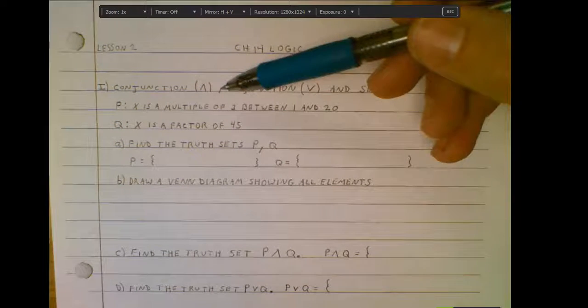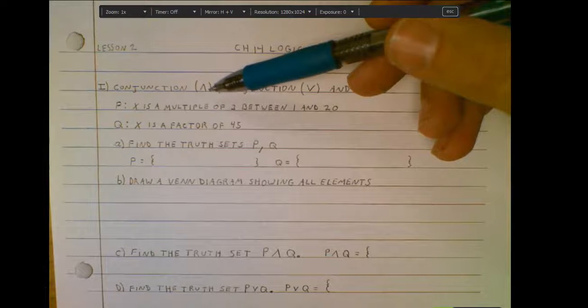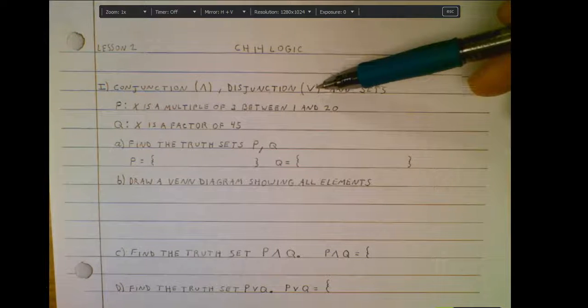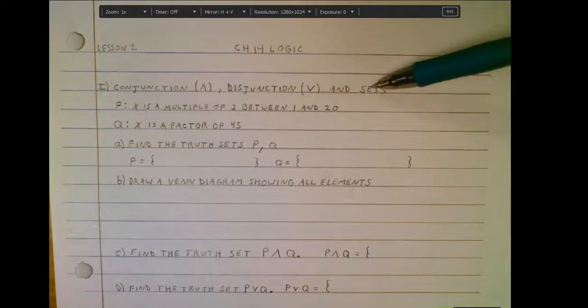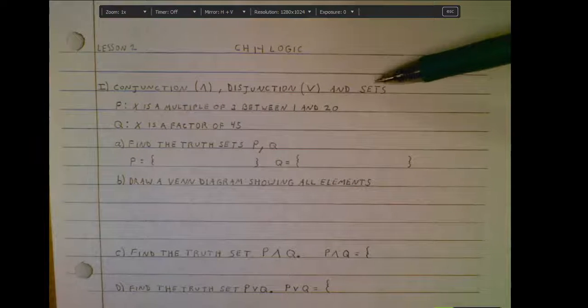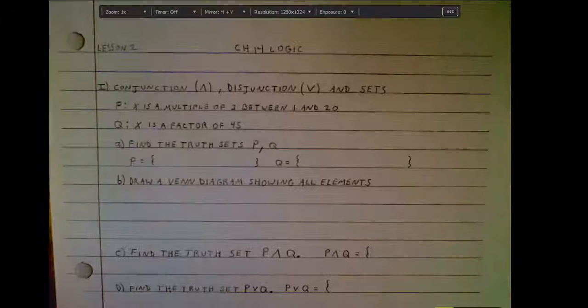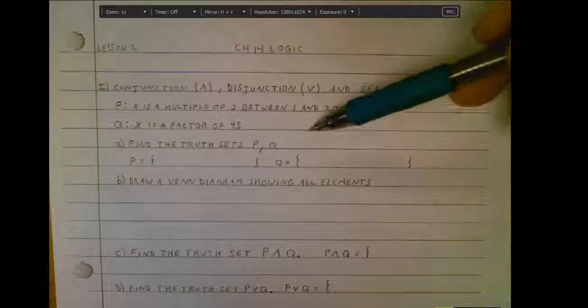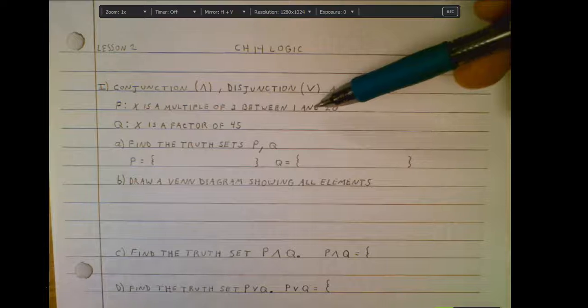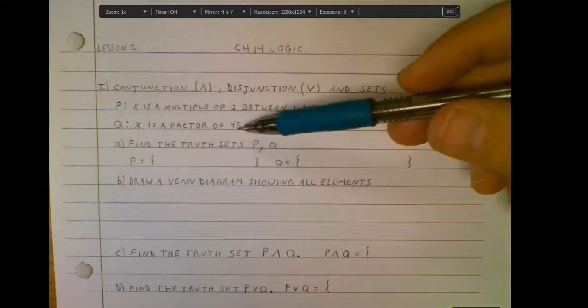So a couple things we talked about in the first lesson, the idea of conjunction. Remember, this is like the word and, disjunction, which is like the word or, and dealing with those with certain sets. Last chapter was all about sets of data. That was chapter 13, sets, and we're now linking sets with logic for chapter 14. So take these two statements. The first one says the P statement, X is a multiple of 3 between 1 and 20. For proposition Q, we have X is a factor of 45.